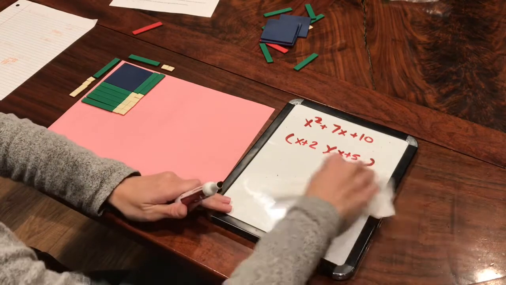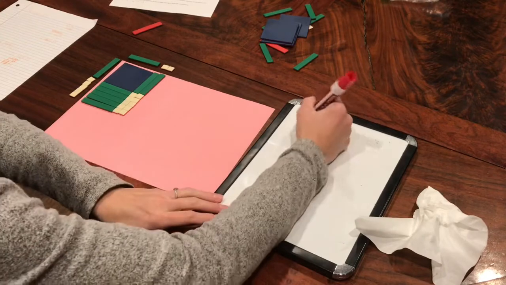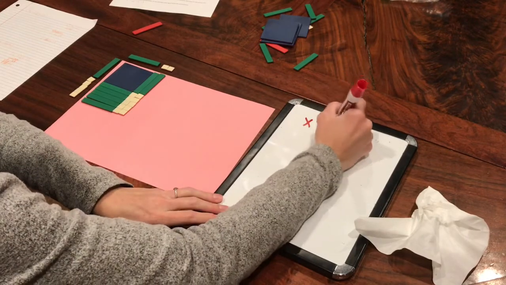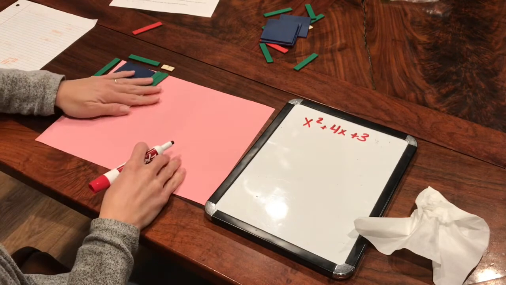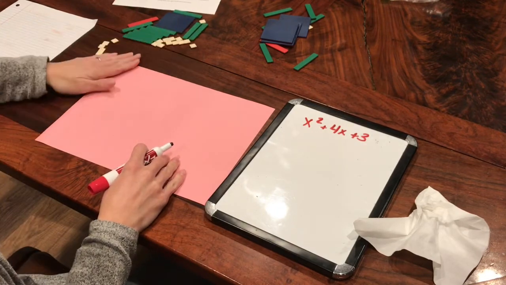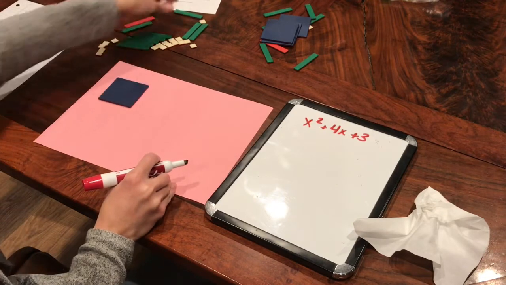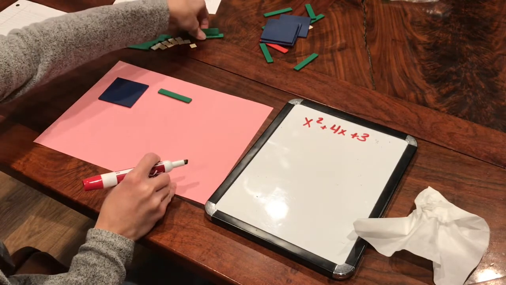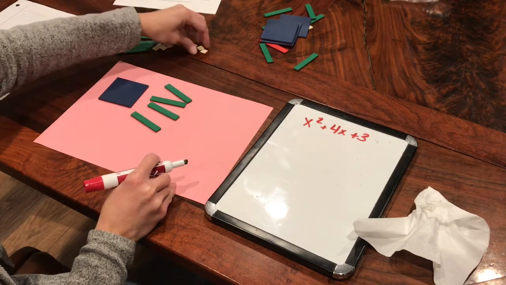So now let's try one that we don't know the answer to. We have x squared plus 4x plus 3. So I'm going to get those tiles out. I have an x squared. I'm going to have 4 of the x's. And then I want 3 of the units.